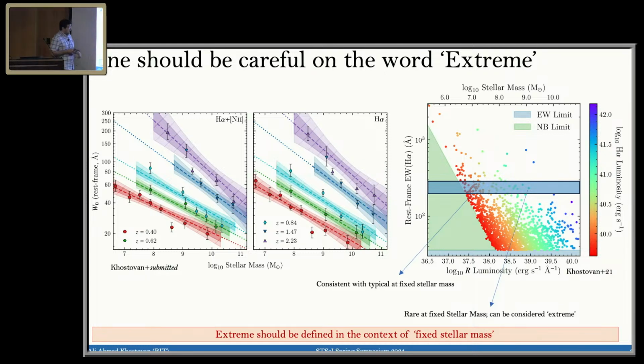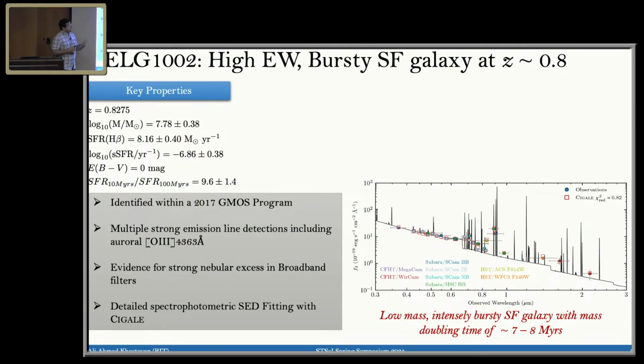So that's one caveat to keep in mind: when we want to look at extreme emission line galaxies, we basically want to look at things that have high equivalent width relative to galaxies at a fixed stellar mass. So that being said, at RIT, a group of us, including myself, are working on a project called the COSMOS Spectroscopic Archive. And this involves taking a lot of data that has been observed within the COSMOS field by multiple observatories.